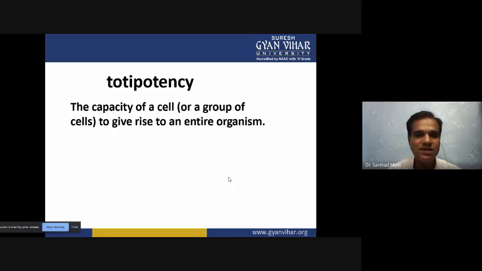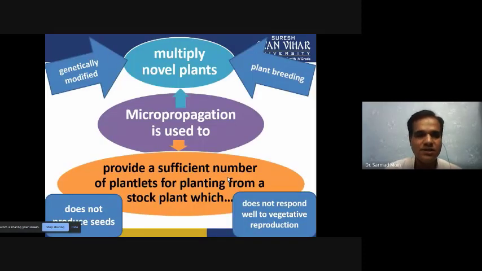So the plant has the same genetic organization as the cell from which it was produced, because of the totipotency of the cell. It is a very special characteristic of plant cells, and through this capacity they can propagate into entire plants. Now, micropropagation applications.